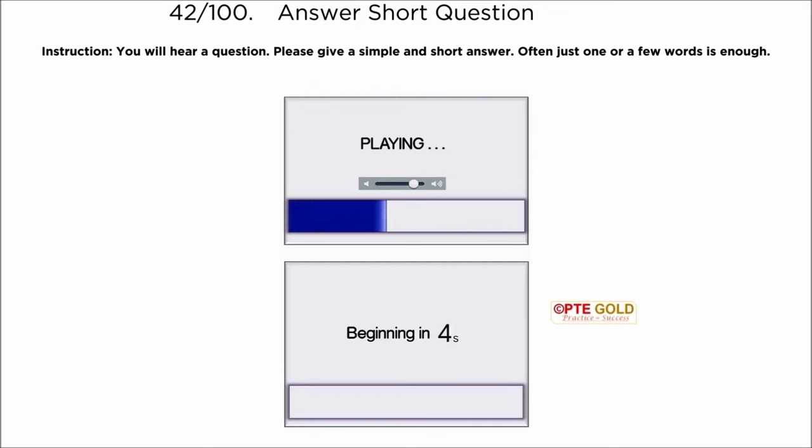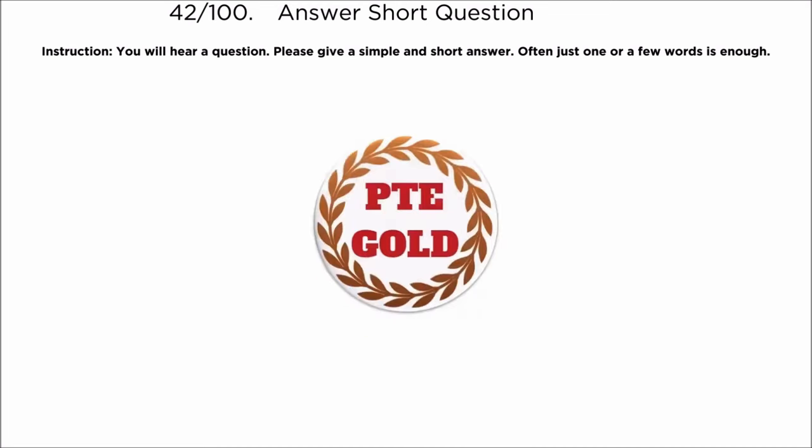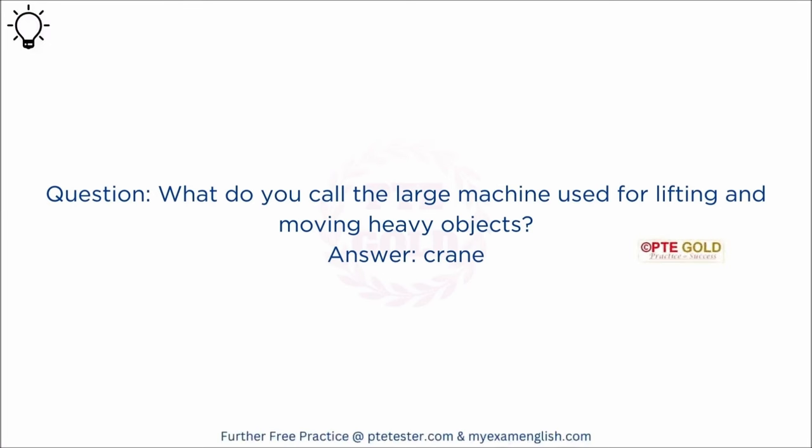What do you call the large machine used for lifting and moving heavy objects? Crane.